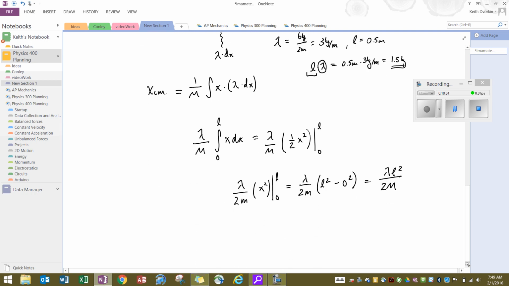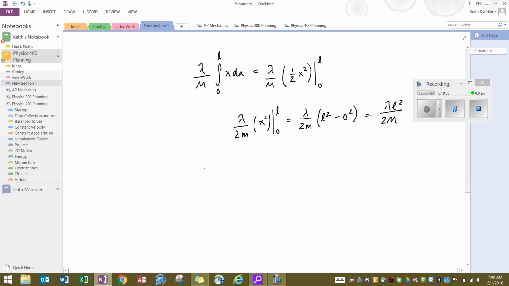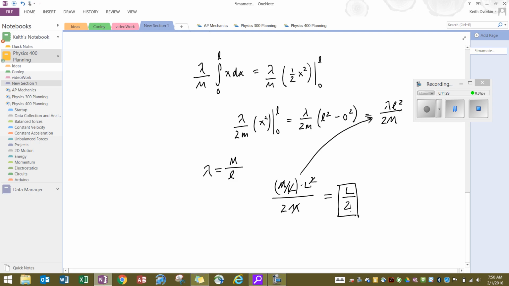Okay, so let's plug in what we know. The way we defined lambda in the beginning was the total mass of the rod over the total length of the rod. If we plug that in, we get m over L. I'm plugging it into here. So that's lambda times the length of the rod squared over 2m. This m cancels this m, this L cancels the square, and we get exactly what we thought we should, L over 2.